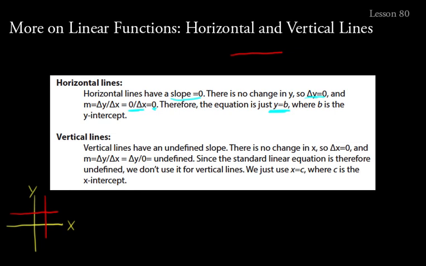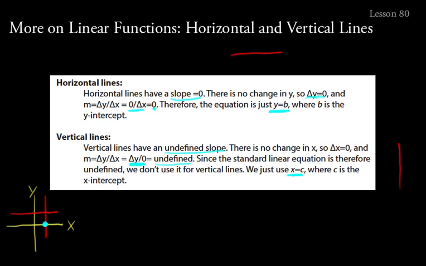They have an undefined slope, we call it, because a vertical line is just going straight up. There's never a change in x. It's all change in y all the time over no change in x. So it's delta y over 0, and anything over 0 is undefined. That makes the whole equation undefined, so we don't use y equals mx plus b for vertical lines. We just say x equals c, where c is the x-intercept, the place where that vertical line crosses the x-axis.